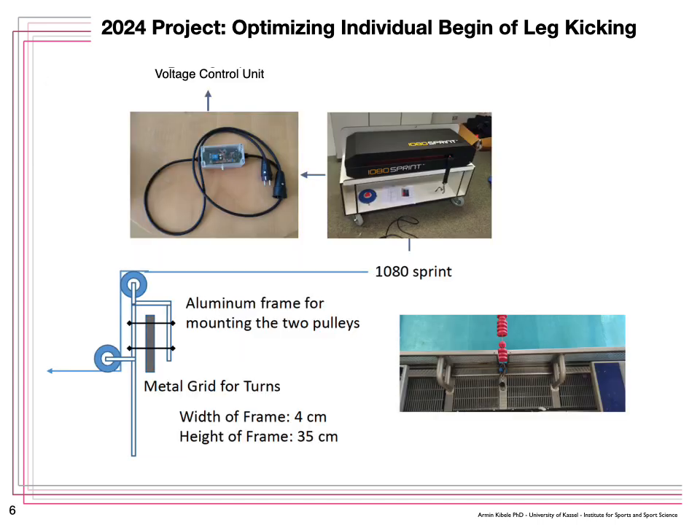This slide shows the various pieces of technical equipment used in our towing experiment. In the upper left, you see the power supply for the 1080 Sprint device used to detect the release of the drag rope. In the lower left, you see an aluminum frame with two pulleys to deflect the drag rope at the target water depth. The aluminum frame is mounted on the pool edge above water and attached to the pool wall underwater by suction cups.